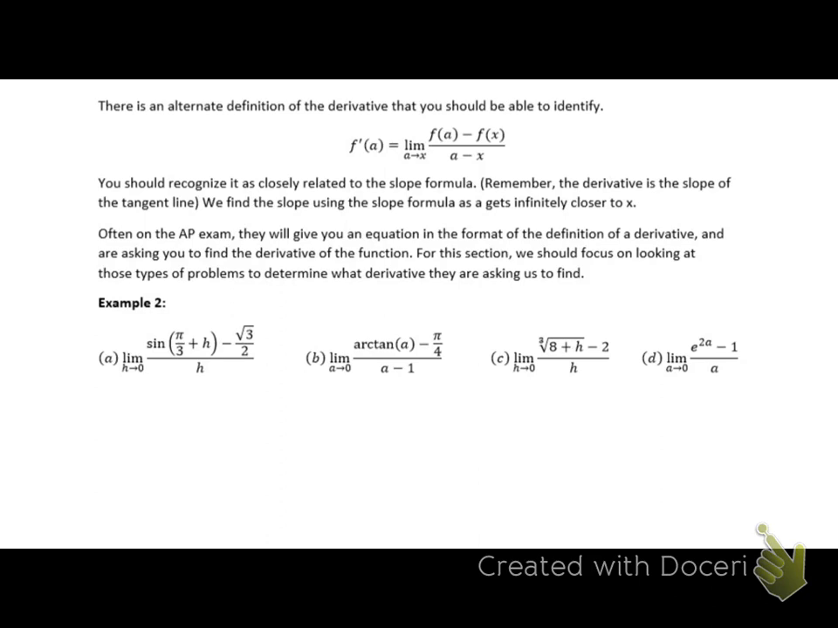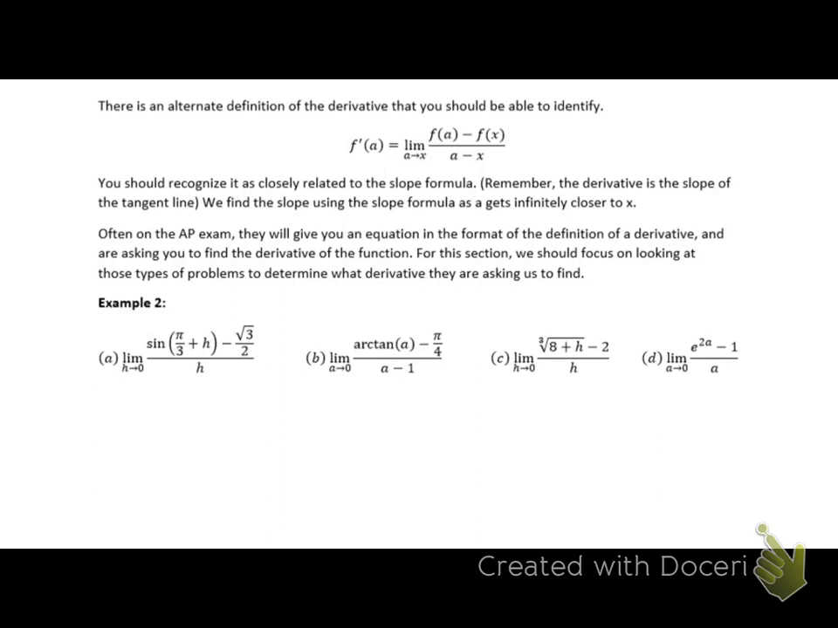Well, there's an alternative definition of a derivative where it looks more like the slope formula. And that's what you see at the top of this page. f prime of a equals the limit as a approaches x of f of a minus f of x over a minus x. You are responsible for knowing both of them.